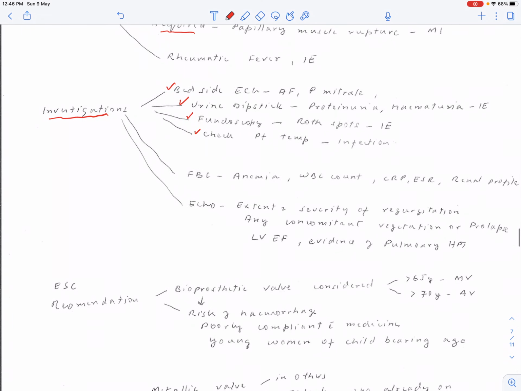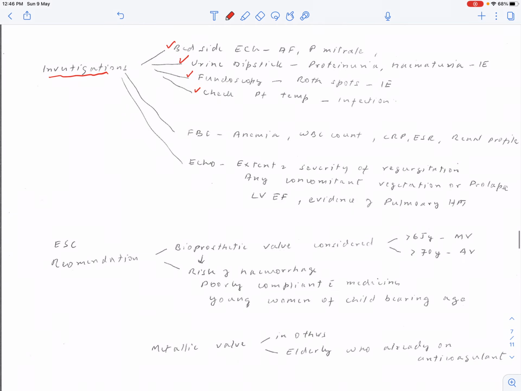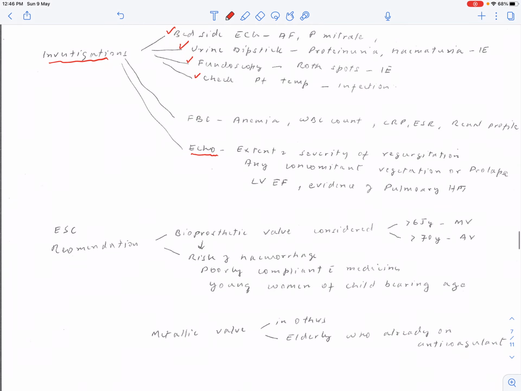Moving on to investigations, let's do the full blood count to look for anemia and WBC count, CRP, ESR, renal profile, and most important is the echo, which tells about the extent and severity of regurgitation, any concomitant vegetations or prolapse, gives us an idea about left ventricular ejection fraction, and any evidence of pulmonary hypertension. Remember that when you are going to the PACEs, once you say that you want to do the echo, you must elaborate why you want to do it, because this gives the examiner a very good impression.